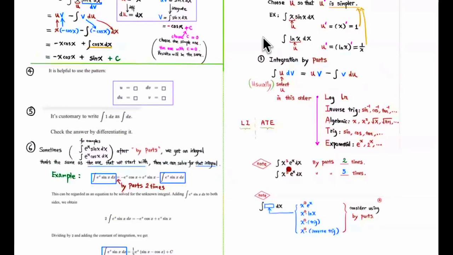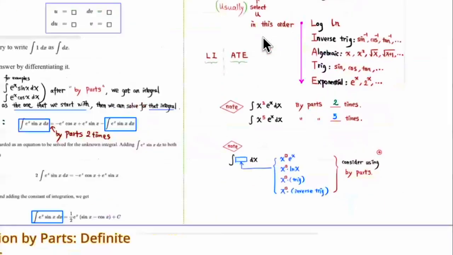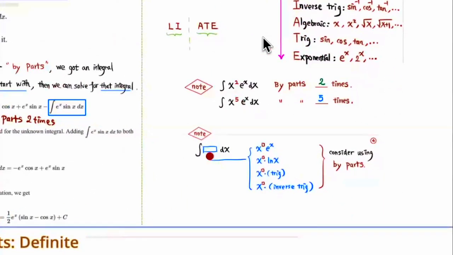And I have some remark: if you have this form, sometimes you need to do integration by parts twice. Okay. And whenever you see an integral in the form of x to some power times a transcendental function like e to the x, ln of x, a trig, or inverse trig, then you should consider using integration by parts. Okay, so that's a big hint that you will do the integral by parts for that.